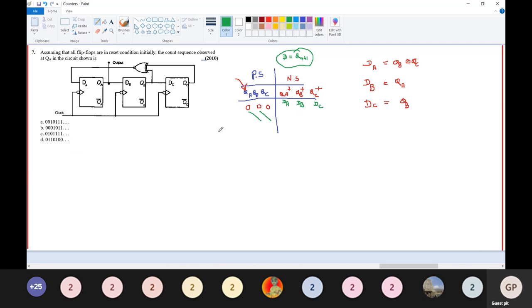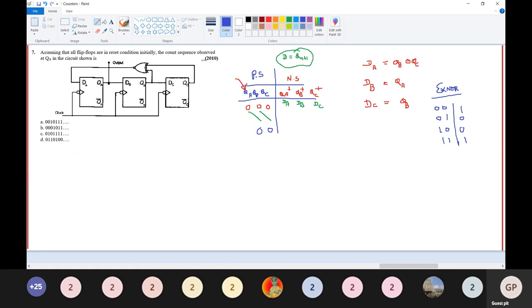So this 0, 0 comes here, and then QB and QC, these two will be XNORed. The truth table for XNOR: 0 0 gives 1, 0 1 gives 0, 1 0 gives 0, 1 1 gives 1. So this is the truth table for the XNOR gate.